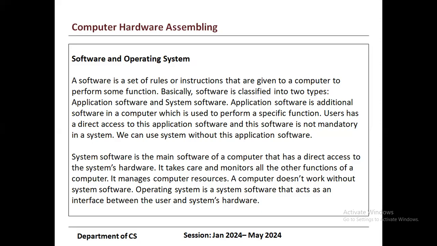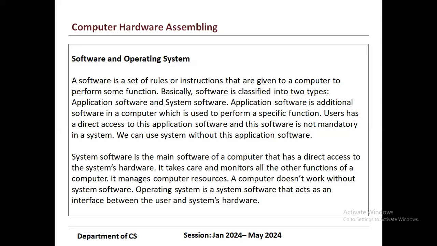Application software is additional software in a computer which is used to perform a specific function. Users have direct access to this application software, and this software is not mandatory in a system. That means we can use a system without this application software.